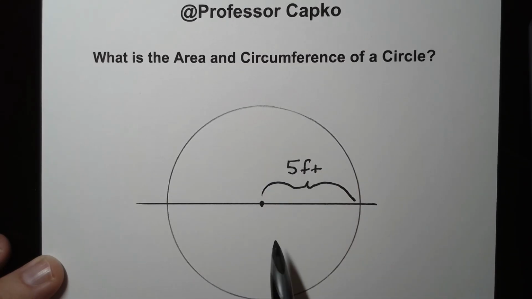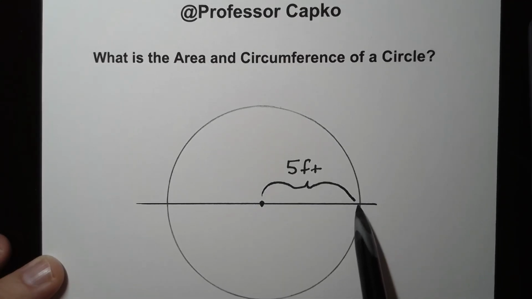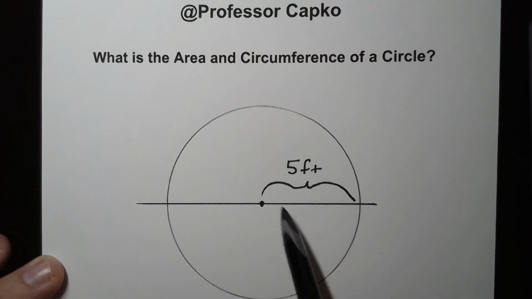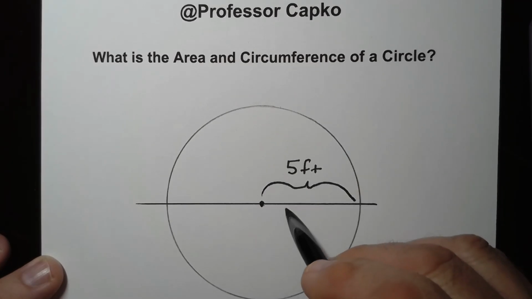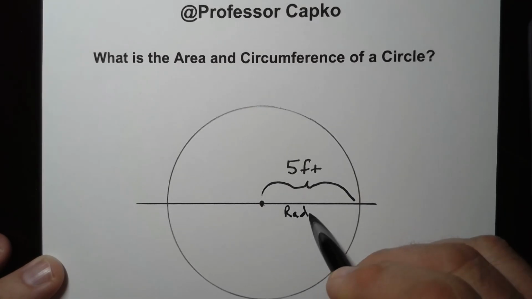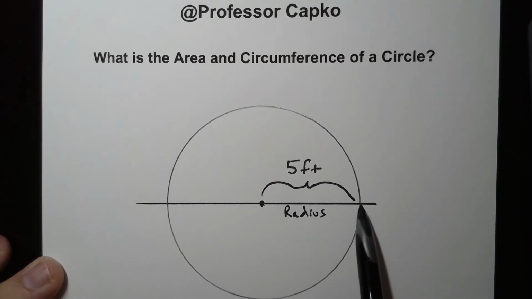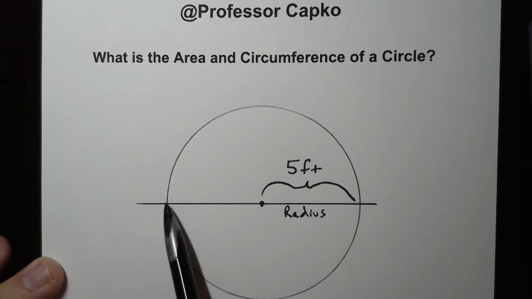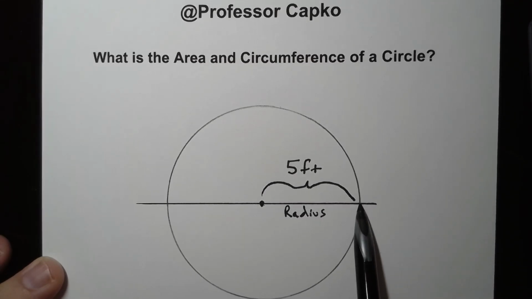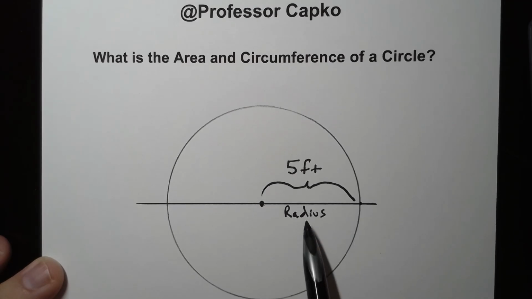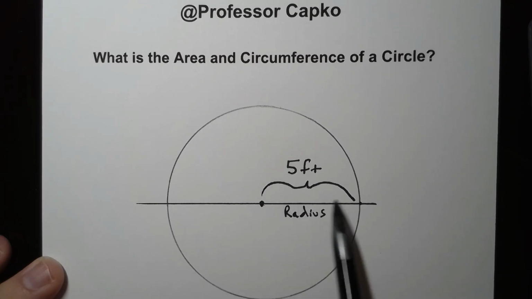I've got a circle drawn here, and we know that this distance from the center to the outside is 5 feet. This distance from the center to the outside is known as the radius. Do you know what the distance from one side to the other through the center is called? Yes, that's right. That's the diameter. The diameter is twice the radius. And likewise, the radius is half the diameter.